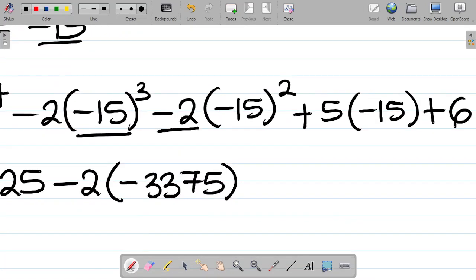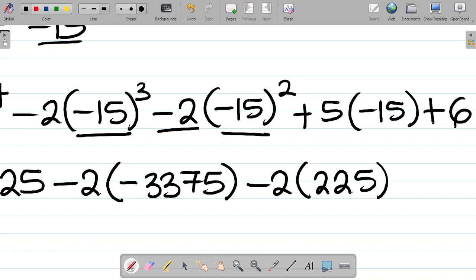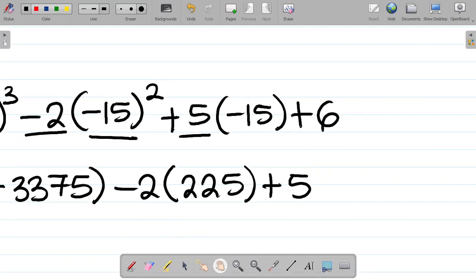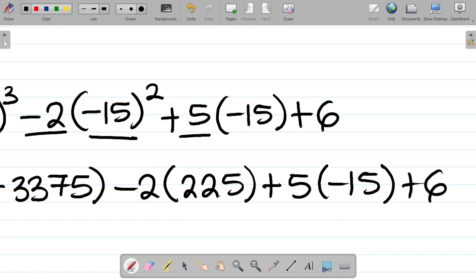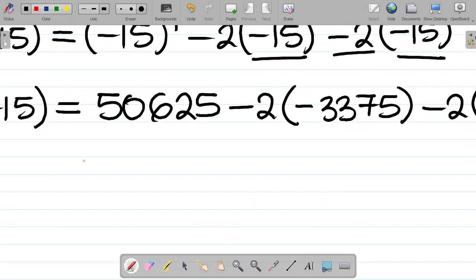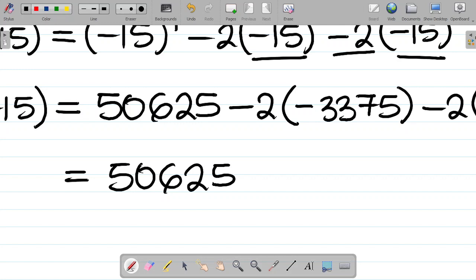Next up again, you have minus 2. So minus 2, type in minus 15 all squared. Please use your bracket properly. You have your answer as 225. Then finally you have, okay, you also have plus 5. So plus 5 into minus 15. Okay, just write that as minus 15. And then plus 6. Let's simplify further. This is equal to, what I have here now becomes 50625.